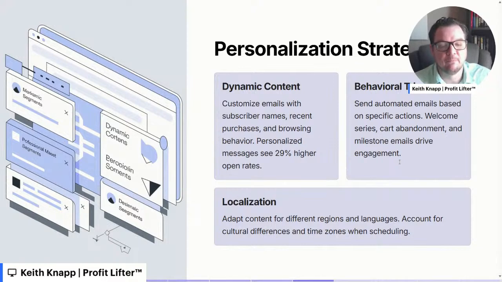Last one is going to be localization. Adapt content for different regions and languages. Account for cultural differences and time zones when scheduling. I think this has more to do with an international schedule. But if there are different regions, different demographics, different ways of talking with people, you can start segmenting your emails based off of that.